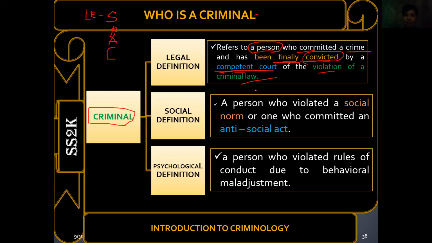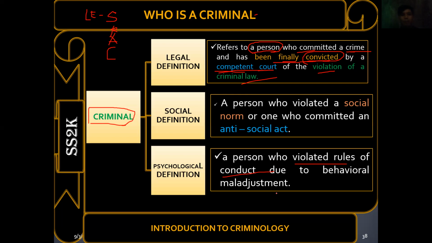Yan ang difference ng social and legal definition. Okay? Then, of course, we have also psychological definition. Criminal refers to a person who violated rules of conduct due to behavioral maladjustment. Okay? So, dahil doon po sa hindi magandang behavior, yung pong behavior niya na taliwas doon po sa kung ano ang tama, ay siya po ay pwedeng tawaging criminal. Okay? So, he violated rules of conduct, okay? Rules and regulation because of his behavioral maladjustment.